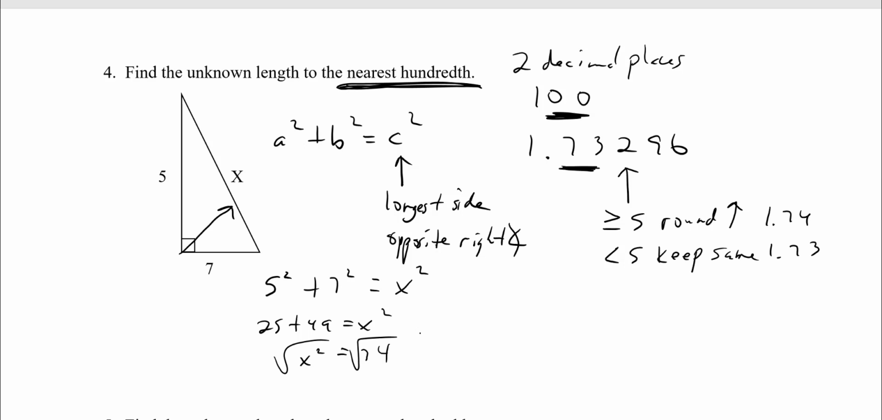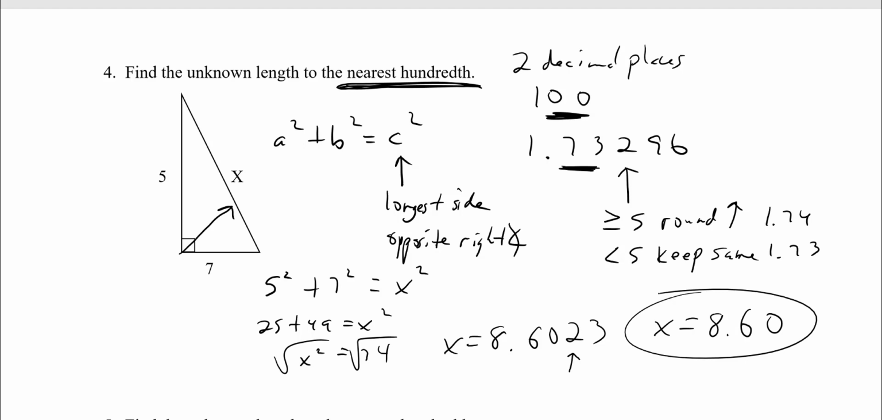And if I do the square root of 74, I get 8. So x equals 8.6023, blah, blah, blah, blah. So I'm rounding the nearest hundredth. So remember, I look at this place right here. It's less than 5. So I keep it the same. So my answer to this problem is 8.60 as an answer. Okay? All right, cool.